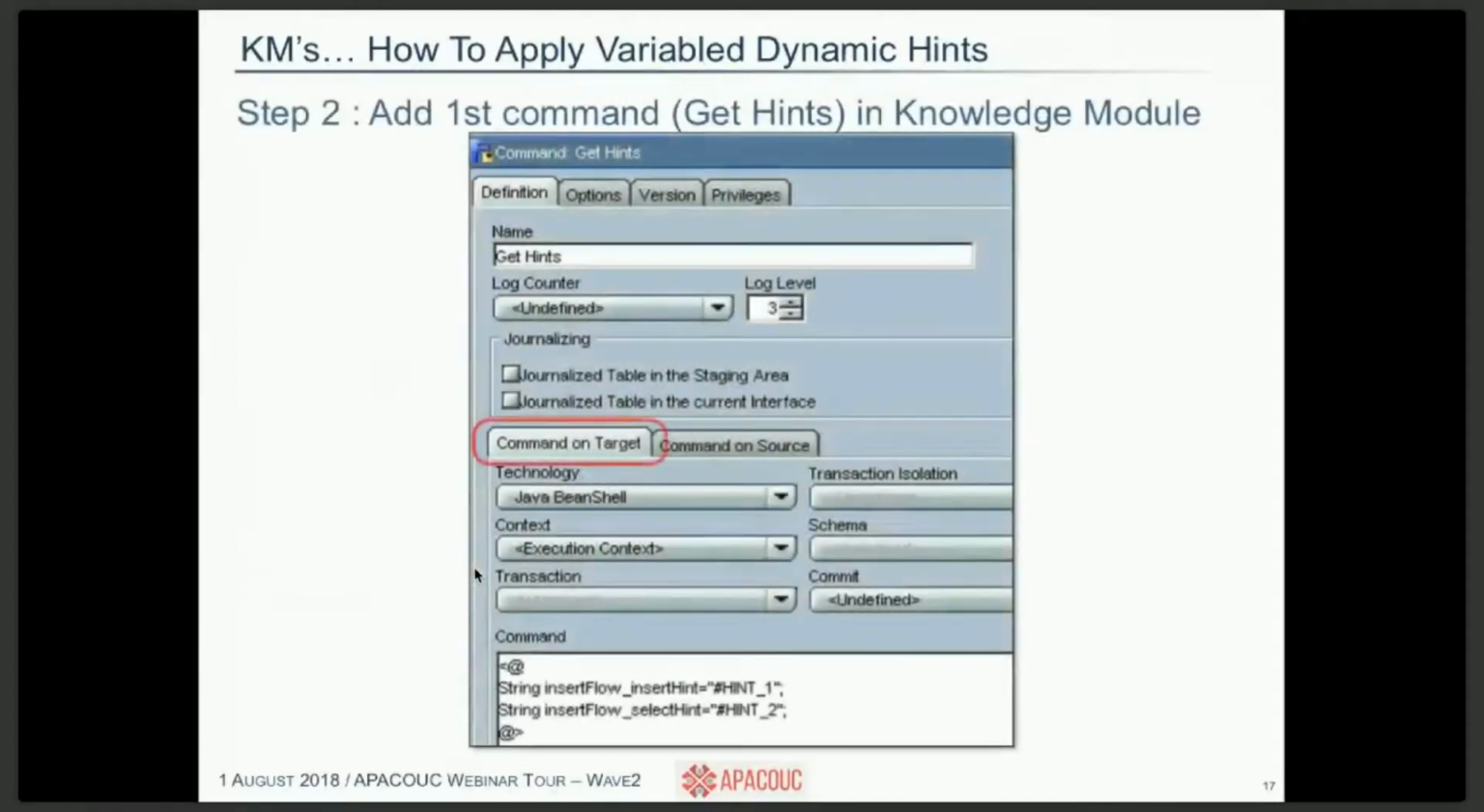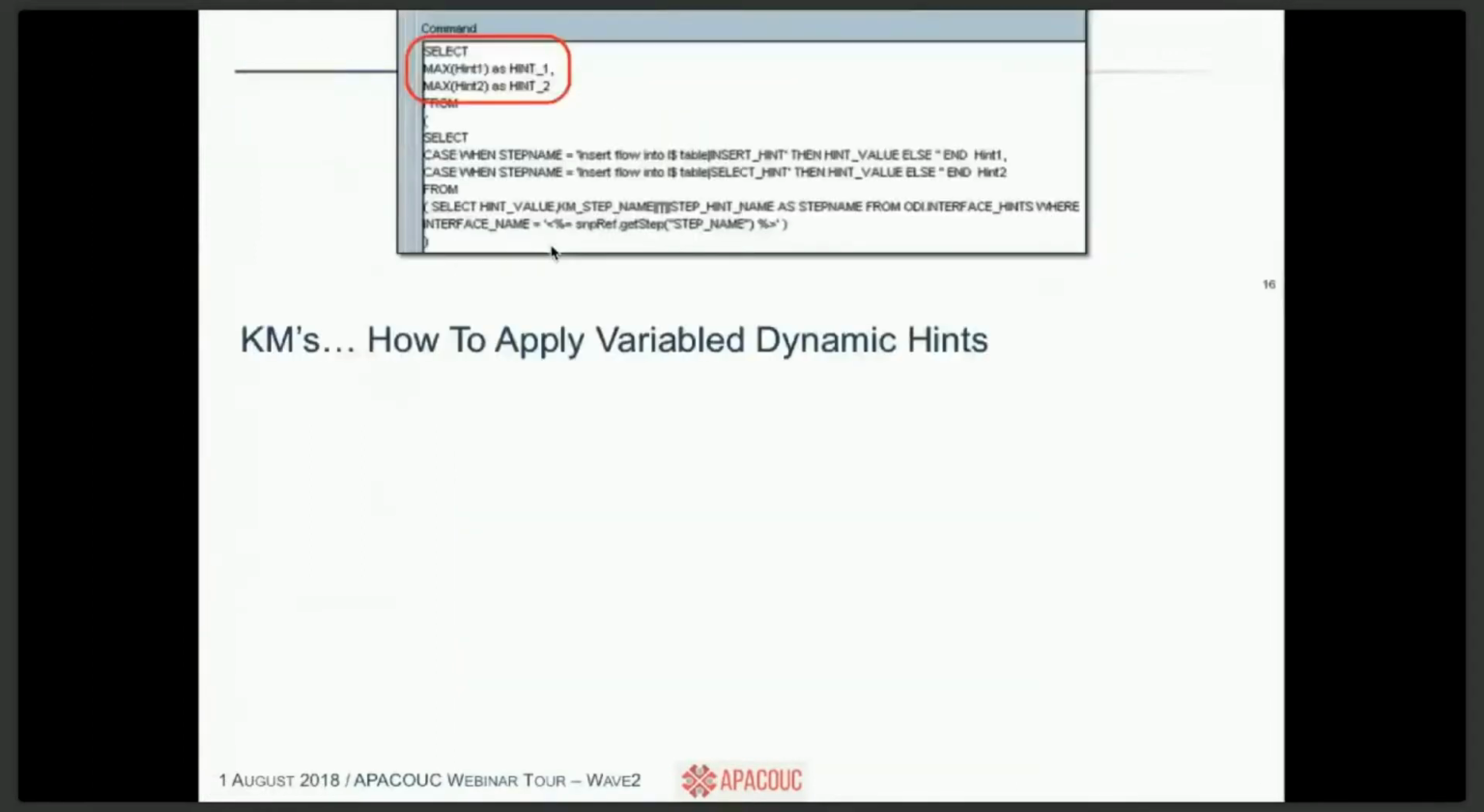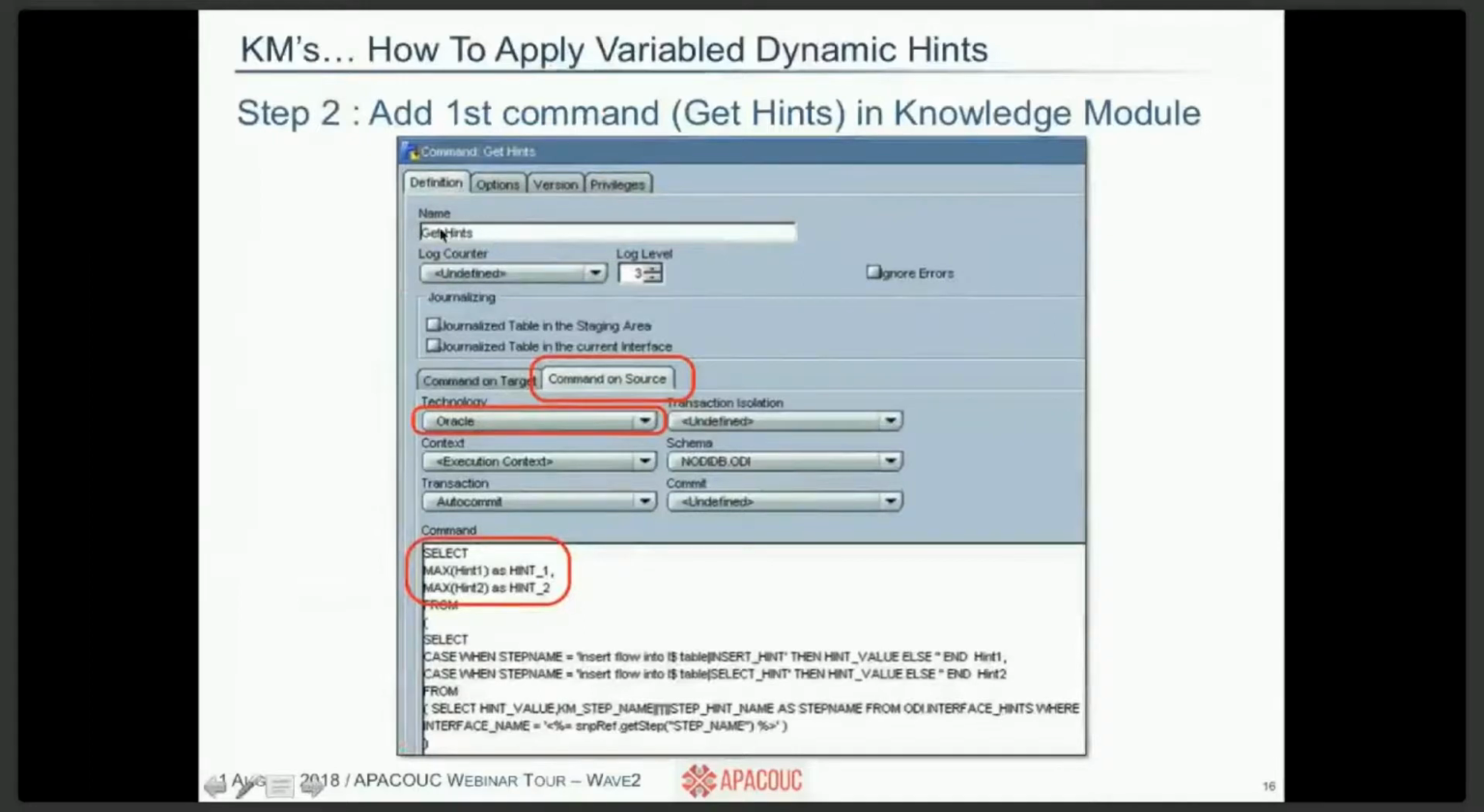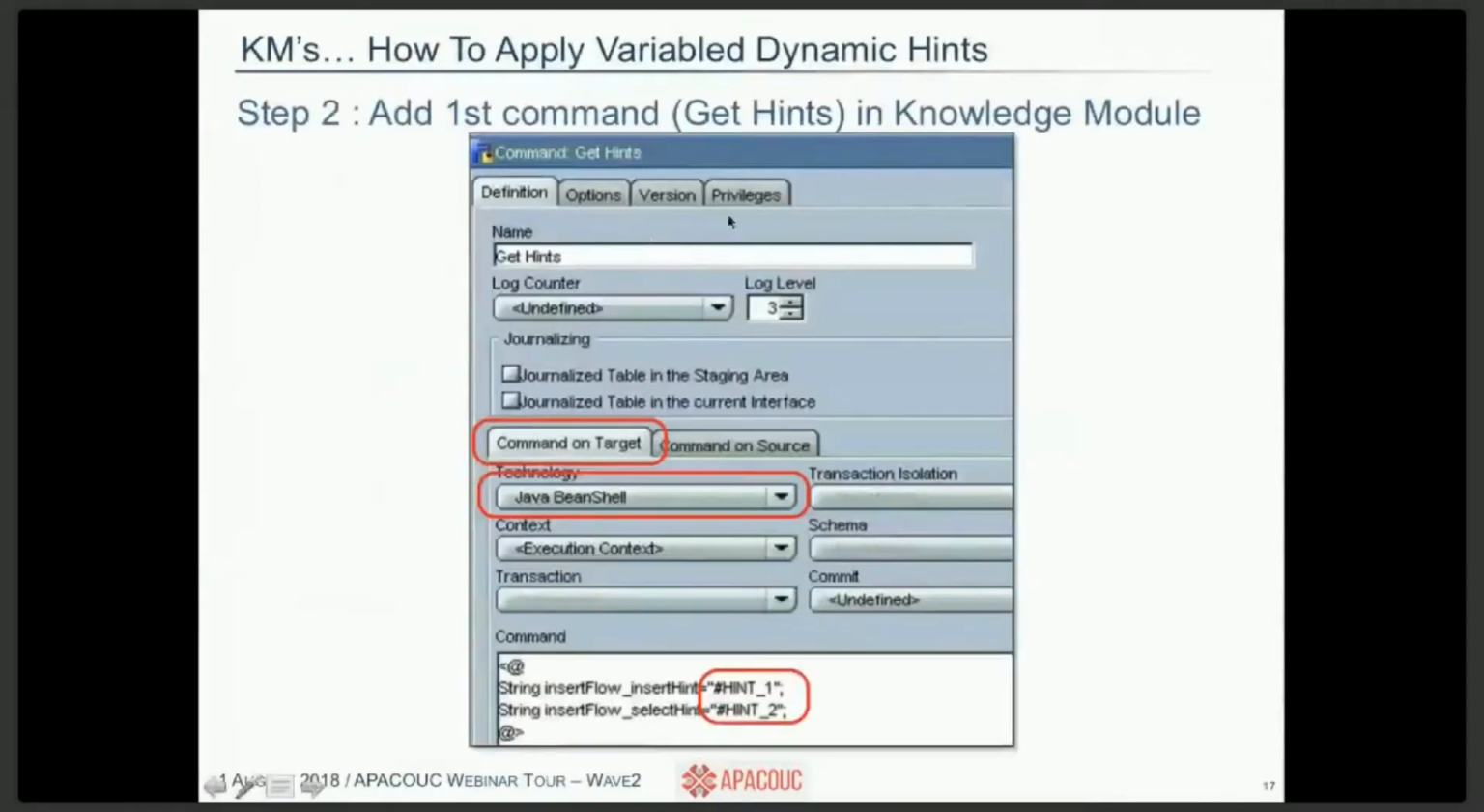So you grab the hints from Oracle and you need to put them into your memory. I mean the agent's memory. And this is how you do it, Java Bean Shell. You use the same get hints command within the knowledge module. You select it here and put it in the memory section of the agent.